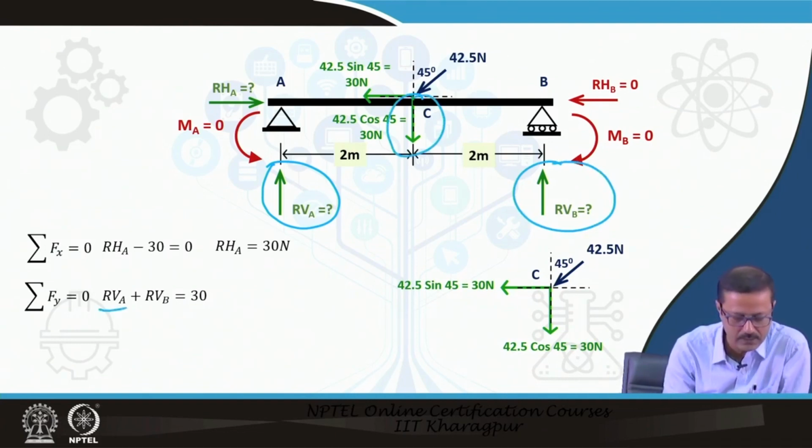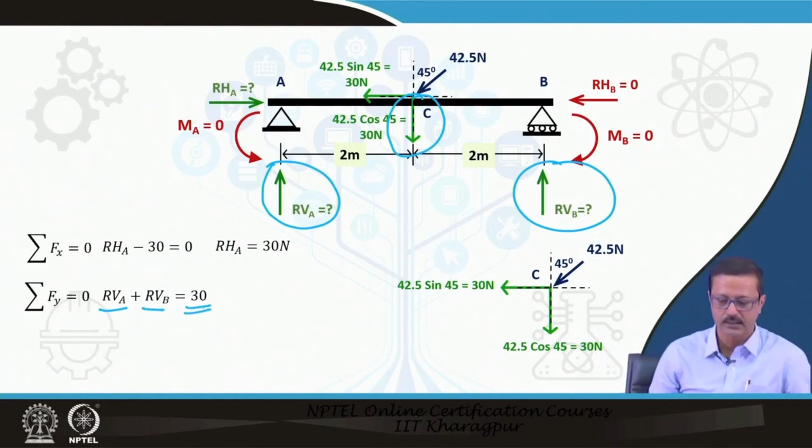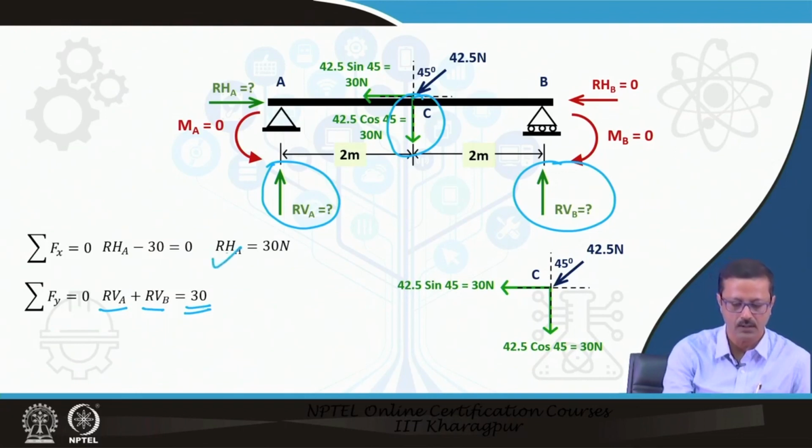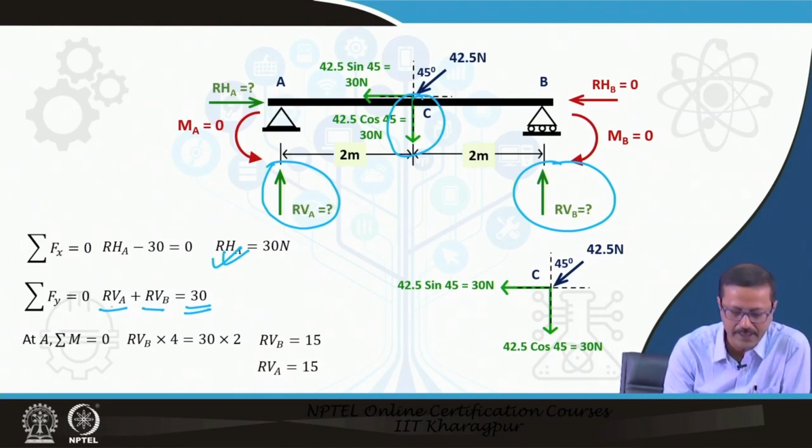So, this 3 must be equal to 30. For the second equation, I need a third equation because I have 3 unknowns. One unknown I already got. The third equation is the sigma M moment equal to 0 at this particular point. You can also take B, but let us take A.